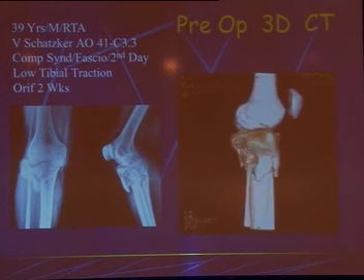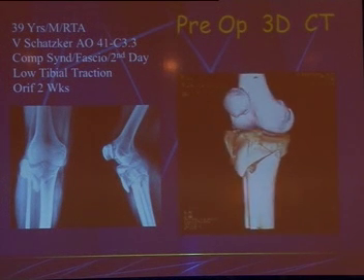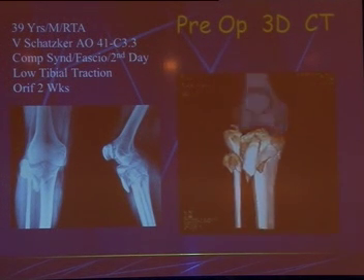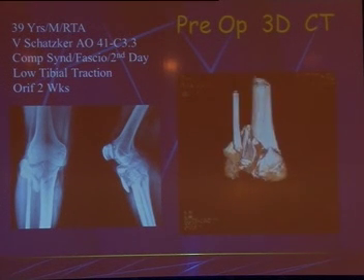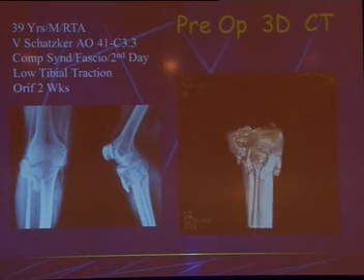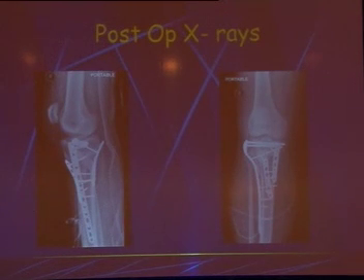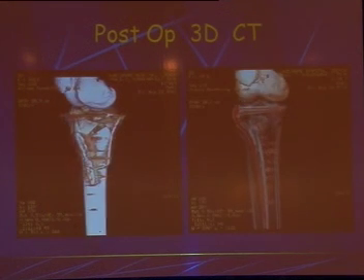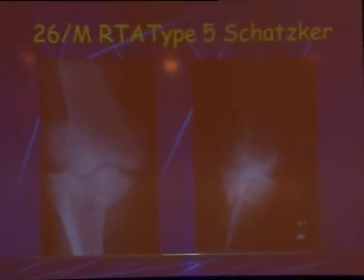Now this is a 39-year-old male, road traffic accident, type 5 Schatzker, compartment syndrome, a fasciotomy done on the second day, and low tibial traction and open reduction internal fixation at 2 weeks. Just see the complexity of the fracture, which is evidenced by the 3D CT. These are the postoperative X-rays. We had used 3 plates, one because the tibial tuberosity was avulsed off. And these are the post-op X-rays. If you are very adventurous, you can do the post-op CT to find out if your reduction is good.